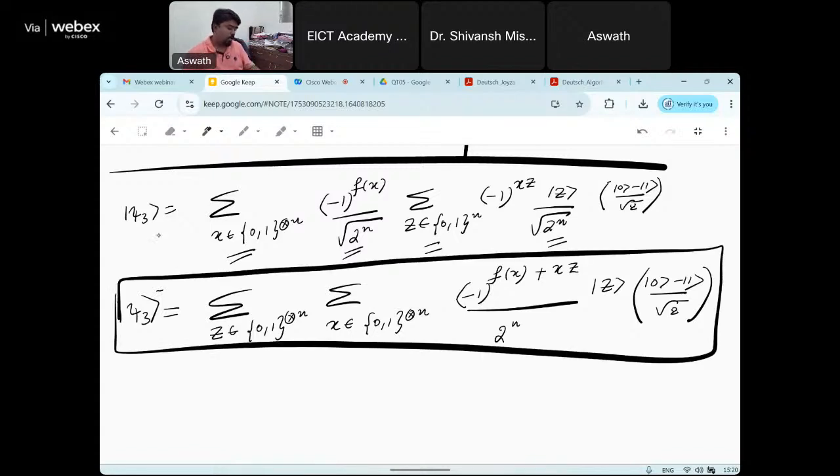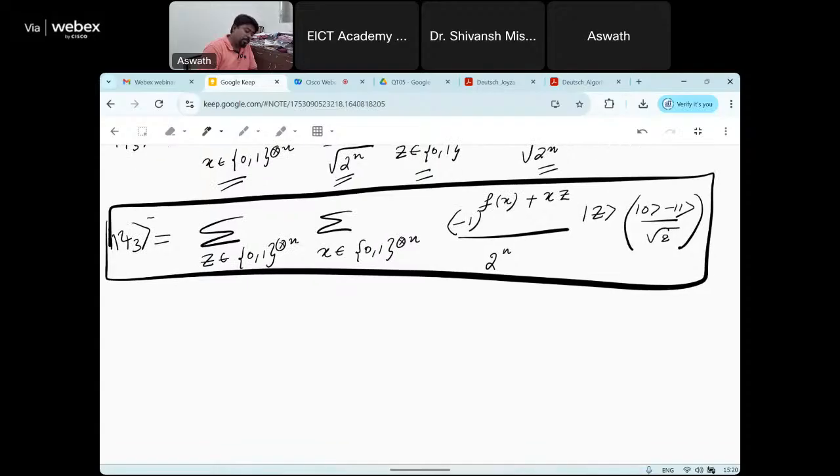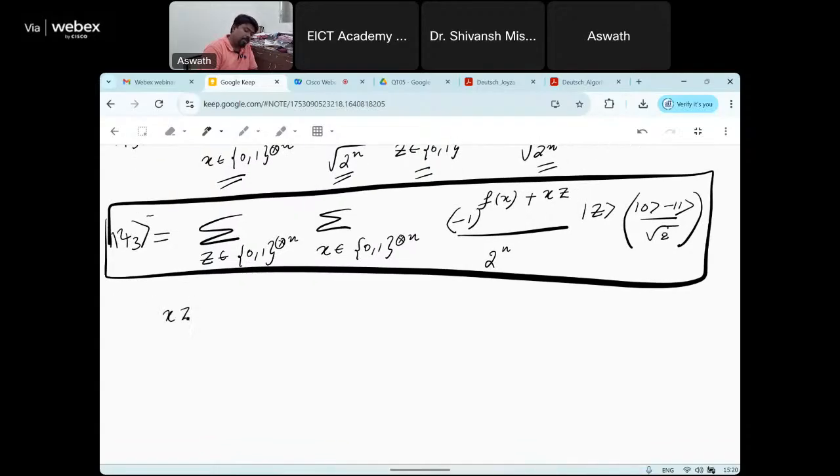Now psi3 looks like this. Basically, if you take x and z, what I mean here is x could take values 000 up to 111, n bits. Similarly, z could take values 000 up to 111, n bits.